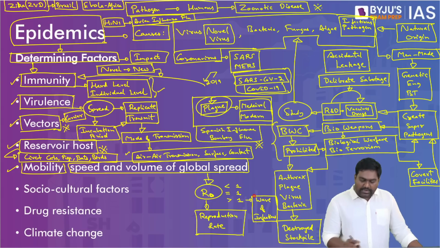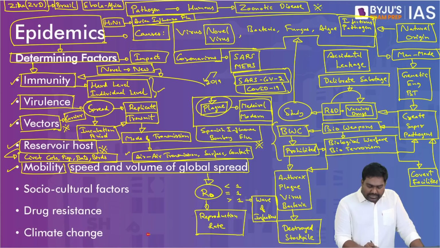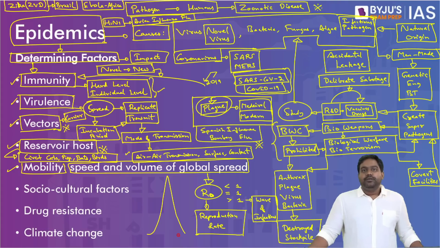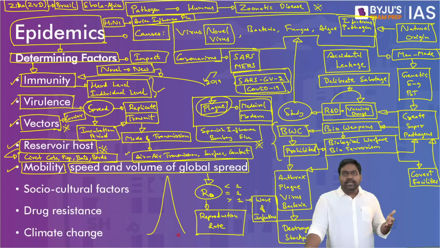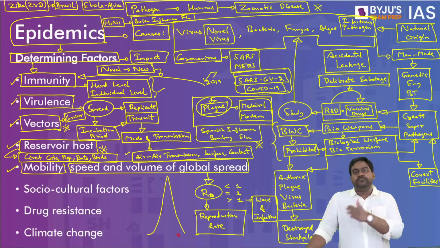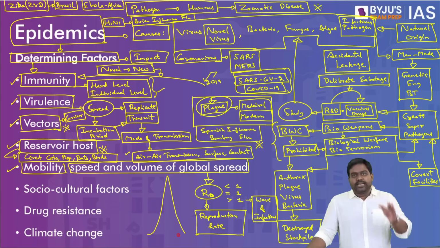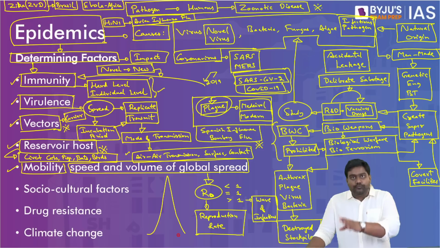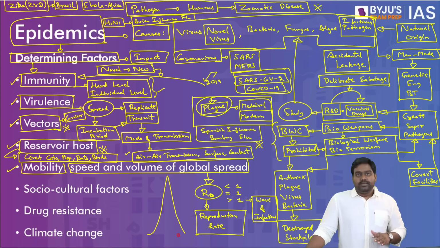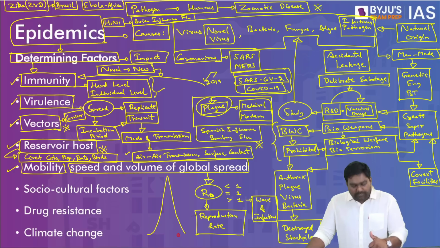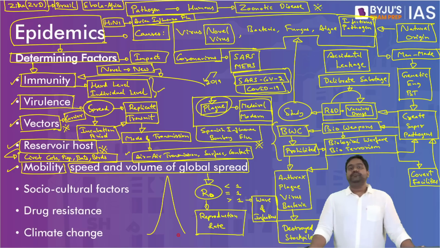The moment R naught jumps above 1, touches 2 and goes beyond 2, you will witness an exponential spike in the cases. Right? That's what we saw during COVID-19. There were multiple waves of infections. The first wave, second wave, third. Some countries went through fourth wave as well. Is that clear? So the infections will hit a certain peak before coming down and again picking up.